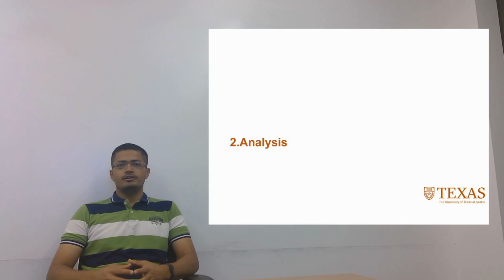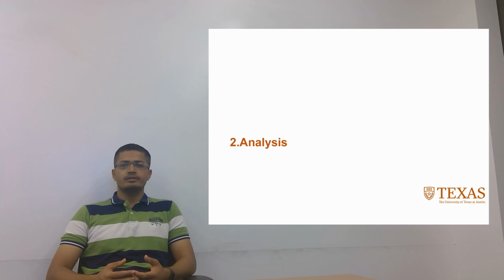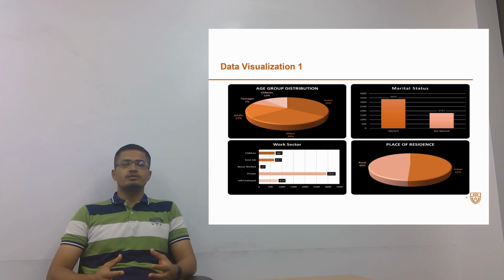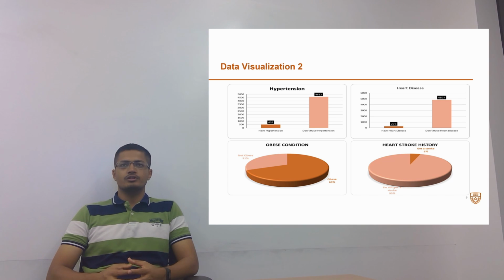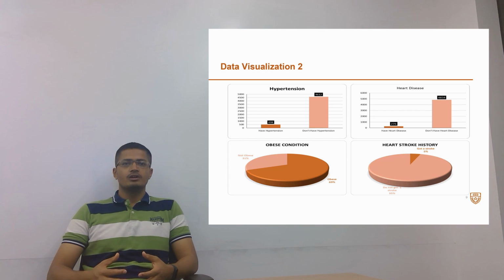For the analysis of the data, we are going to use data visualization techniques, with different graphs, and the techniques of hypothesis testing. For data visualization, the first graphs show the living condition of the population: what age group they are, their marital status, which work sector they work for, whether government, semi-government, or private, and the place of residence, rural or urban. The next slide, these four graphs, shows the medical condition of the population: whether a majority of the people have hypertension, any history of heart disease, the obesity condition, and a history of stroke.